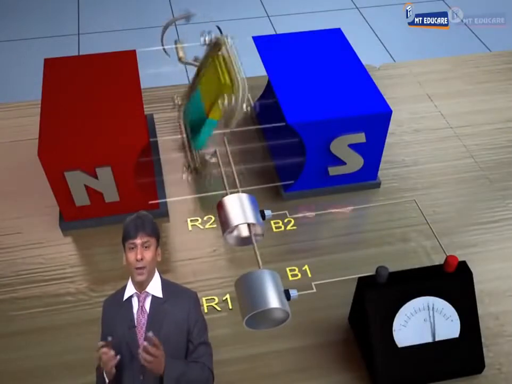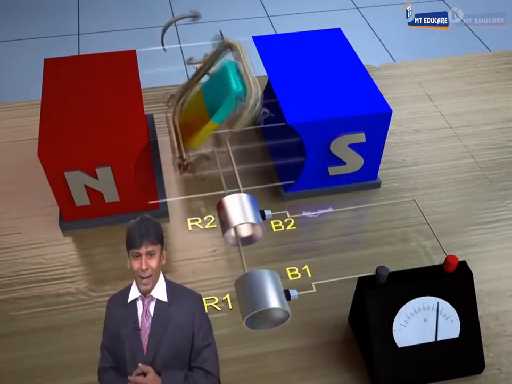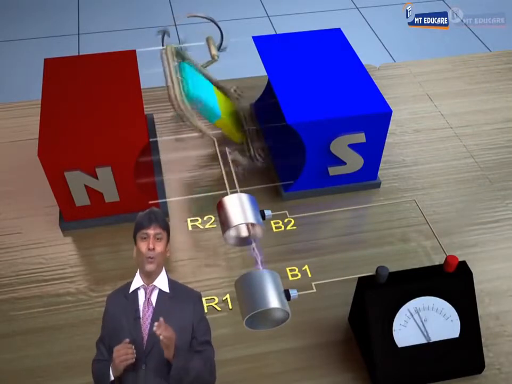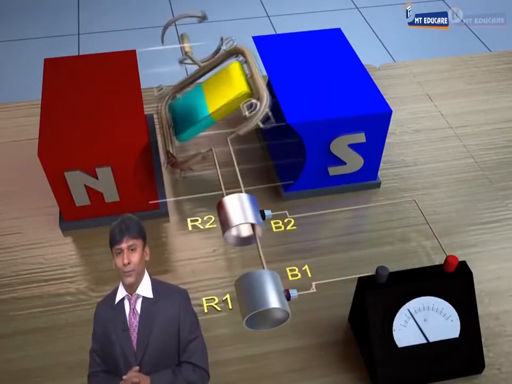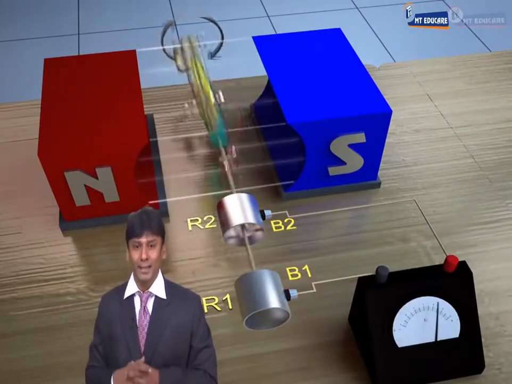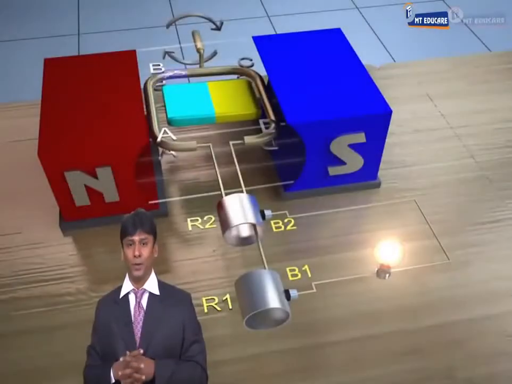Now looking at the same thing in fast forward, the current is once going from B1 to B2, and the second time the current is going from B2 to B1. As the direction of current keeps on changing, therefore the current is called AC current and the generator is called an AC generator, right?